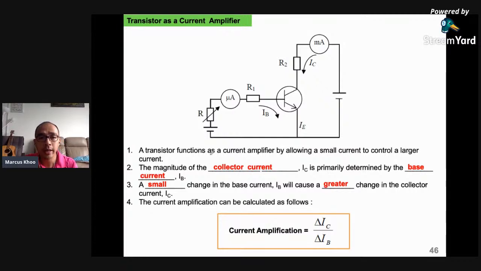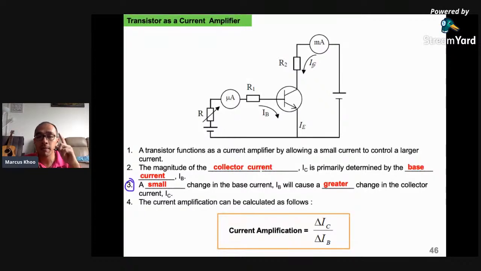Okay, so a transistor functions as a current amplifier by allowing a small current to control a larger current. The magnitude of the collector current is determined by the base current. A small change in the base current will cause a greater change in the collector current. This is a very important thing, point number 3, very important. You change this a little bit by changing the resistor. You change the resistor, you will change the base current. You change the base current, you will cause a greater change in the collector current.